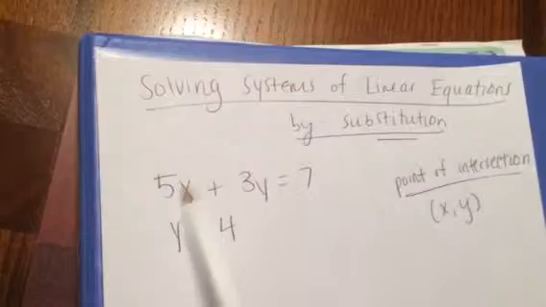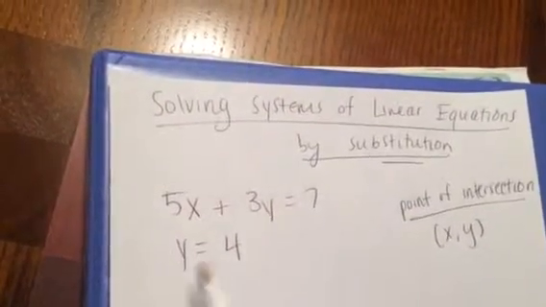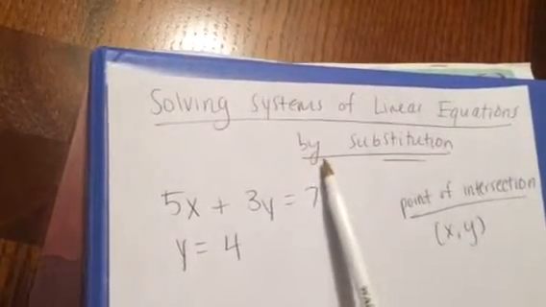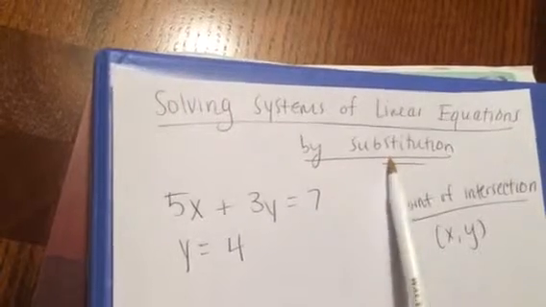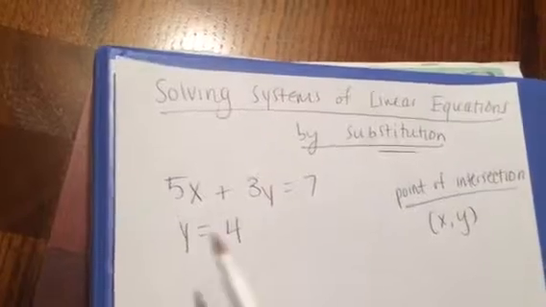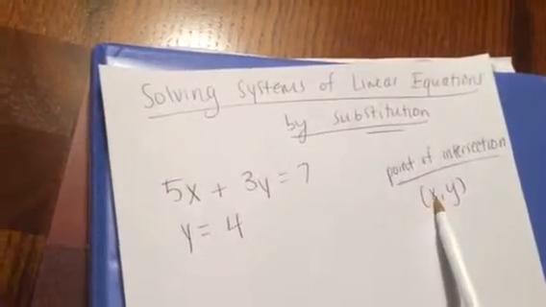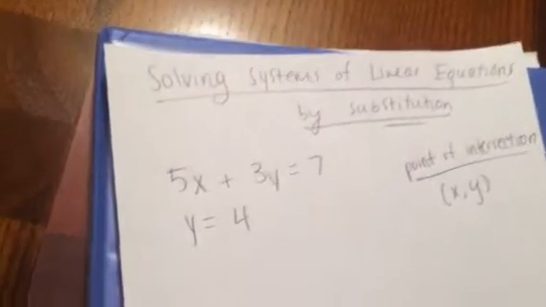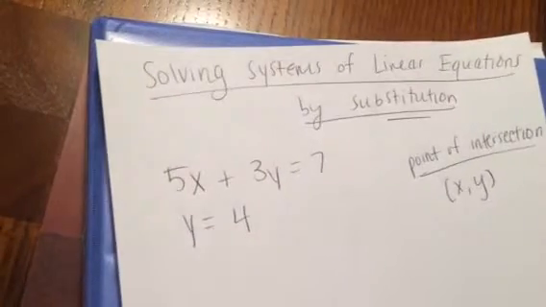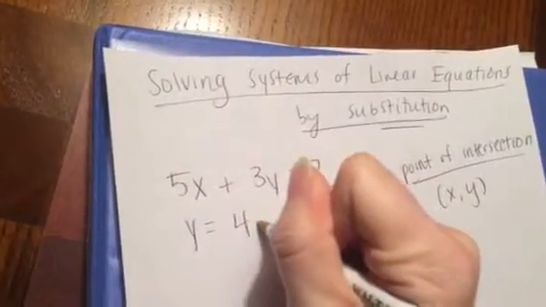All right, when we solve this system of equations, really what we're trying to figure out is what's the value of x and what's the value of y. In this case, we're going to use the substitution method. All right, again, we're trying to figure out the value of x and y to make it an ordered pair, the point of intersection, an x comma y value. In this case, they actually told us what y was. Y equals 4.